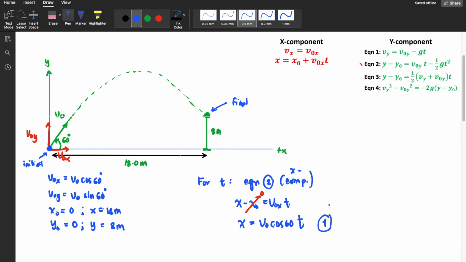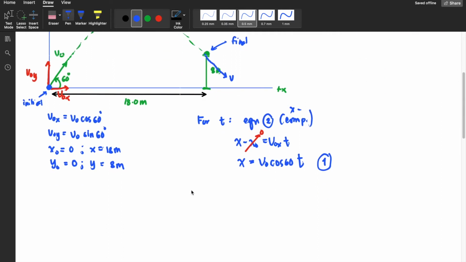So the other equation we will get from the y component. Here we will look for a suitable equation. If you'll notice, the moment it strikes the building, it has a final velocity v, with components vx and vy. But the tendency is to use the equation without the final velocity. So that would be your equation 2. So here, using equation 2 of the y component, we will manipulate the two equations.